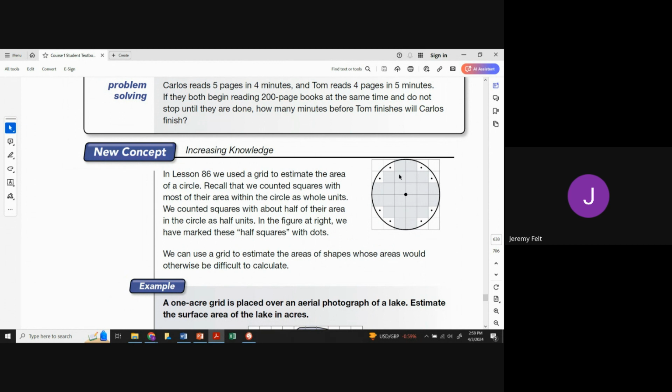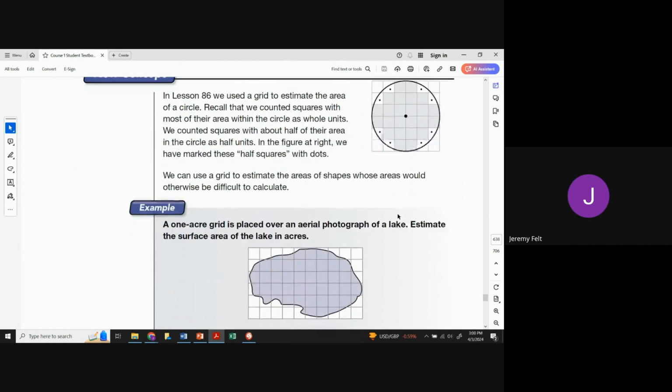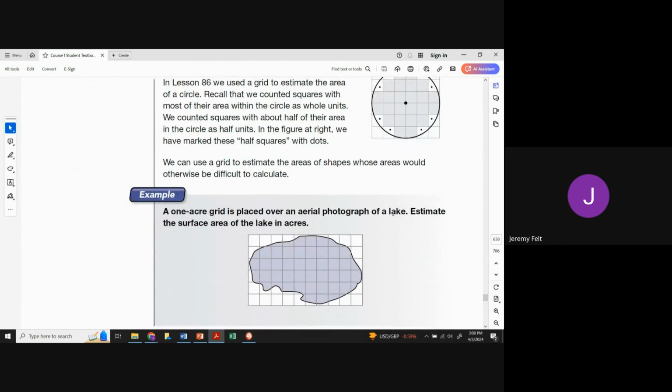So 1, 2, 3, 4, 5, 6, 7, 8, 9, 10, 11, 12, 13, 14, 15, 16, 17, 18, 19, 20, 21, 22, 23, 24, and then 25, 26, 27, 28, if we count these as halves. But again, that's not exact. If it's perfectly circular, we know how to find the area of a circle. But where this may be applicable is when we have something like a lake.